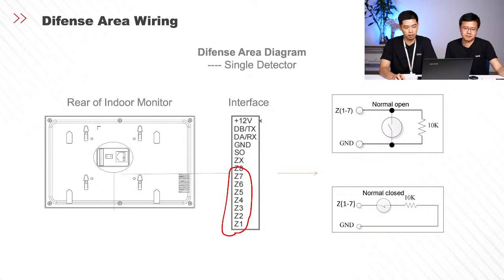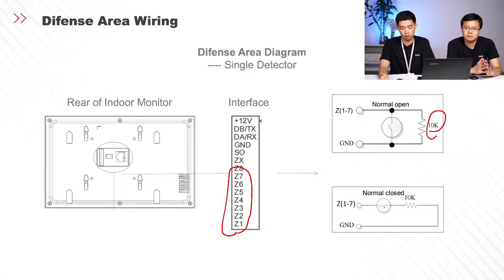And if you check on the right side, it shows you how to actually connect the connectors. We actually support 2 types, both normal open and normal close. And you can see we have a 10K resistor here. The reason we put this resistor is because the default potential of this defense area is at the middle. No matter if your detectors are connected in serial or parallel connection, or if one is triggered or its wire is cut by intruders, the potential will change. So it will always send the signal to your monitor, so you will know something is going to happen.